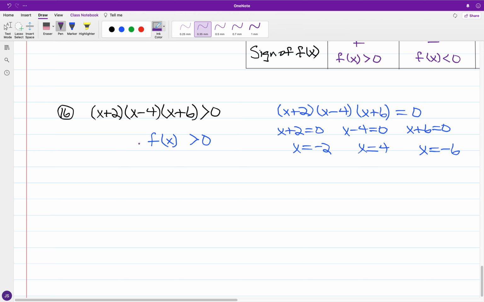Okay, so again, we have our function. Okay, so you have f of x, the product of x plus 2, x minus 4, and x plus 6. Again, we have our zeros. Okay, so you have negative 2, 4, and negative 6. Okay. And looking at just setting up a table of intervals.